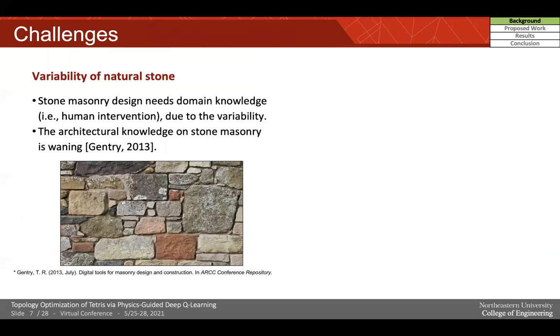However, there are two main challenges in design for stone masonry. First, unlike brick masonry, stone masonry design requires highly domain-specific knowledge due to the variability of natural stones in terms of their properties and shapes. It is a significant challenge as the knowledge on stone masonry has been waning for several decades.